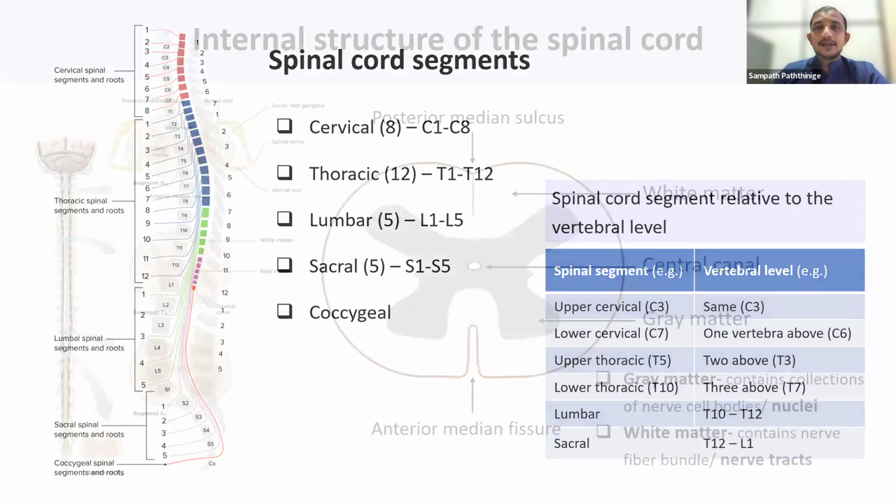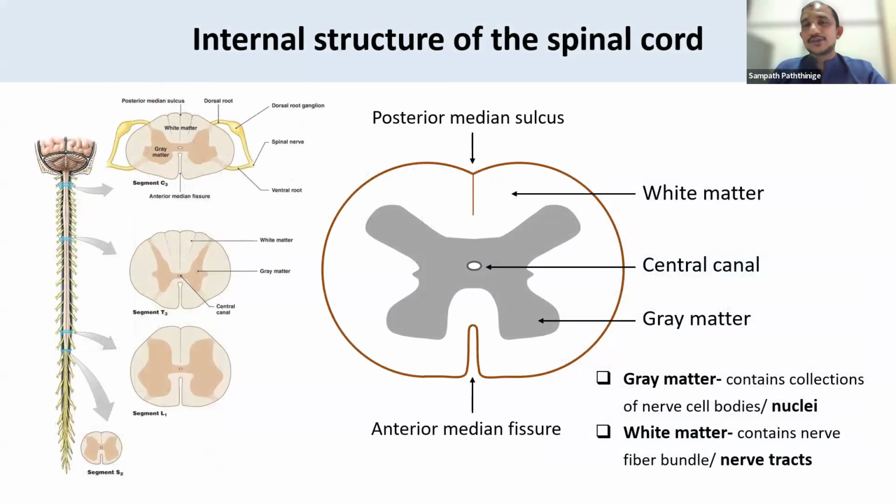Right. So then we'll move into the internal structure. The spinal cord has a central gray matter which looks like an H, with the surrounding white matter. The gray matter contains the nerve cell bodies. That is why it appears gray, because it does not have myelin around the cell bodies. But the white matter has a lot of myelinated neurons, so it appears whitish in color, right?